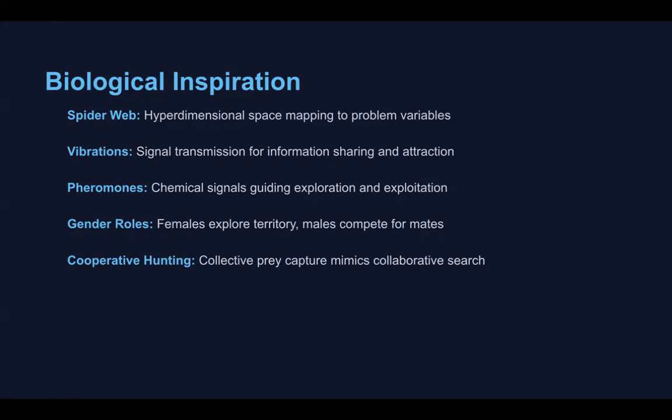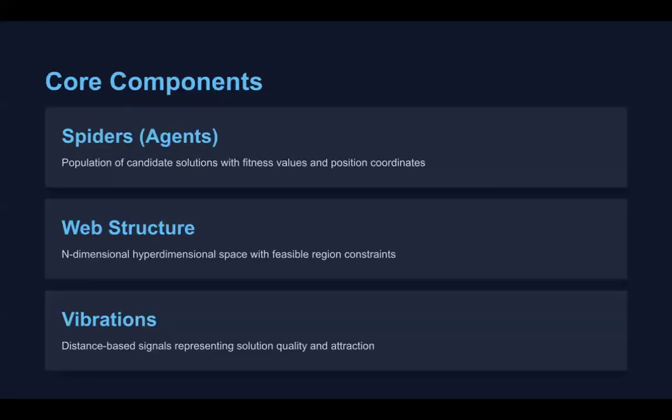Moving on to the next slide, we have the core components. Here, the spiders are nothing but the agents, where each spider is evaluated as an agent through which we also calculate the fitness and everything. Population of candidate solutions with fitness values and position coordinates. Web structures, as I've mentioned earlier, are useful to evaluate the search space. It's a hyper dimensional space mapping to problem variables. And vibrations are the signal transmission for information sharing and attraction.